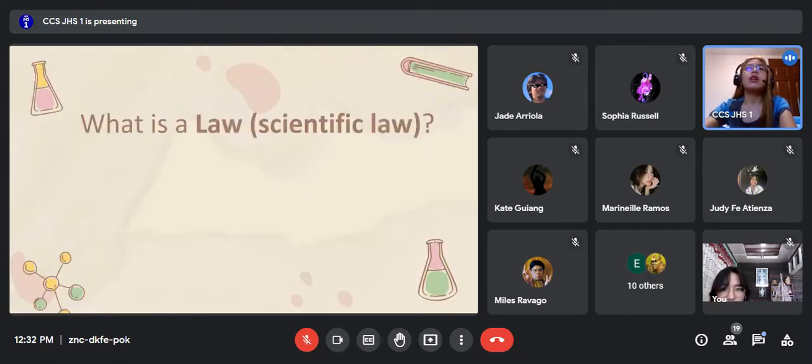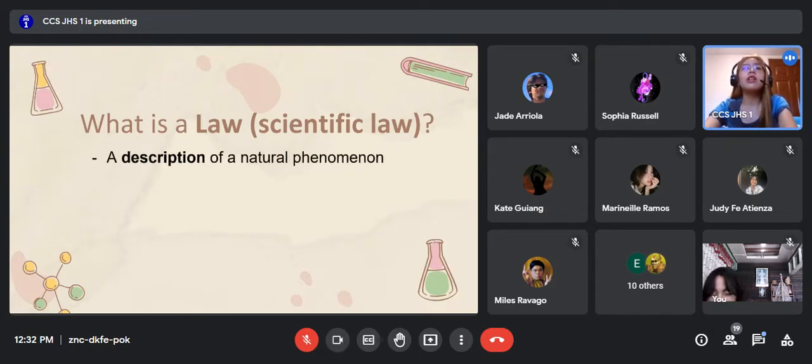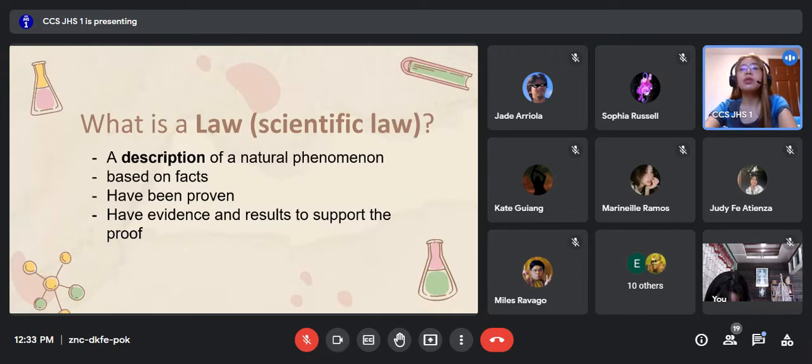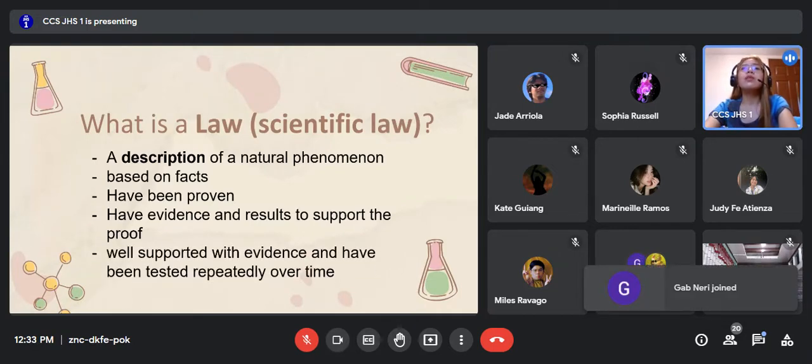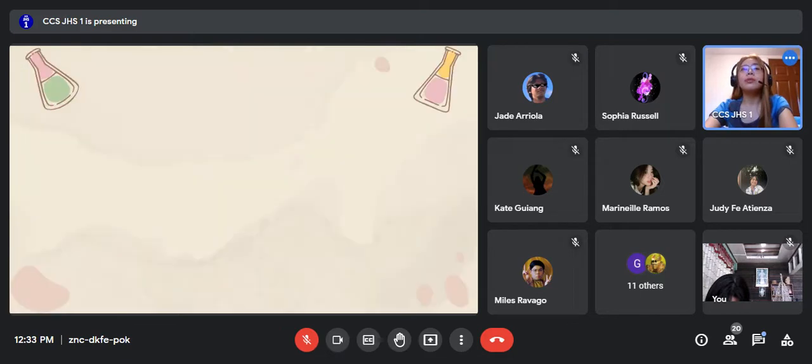To start with, let us understand what a law is. I'm referring to scientific laws. In science, specifically in physics, we have different laws. When we say law, it is a description of a natural phenomenon. This is how nature works. This is based on facts. It has been proven, has evidence and results, is well supported with evidence, and has been tested repeatedly over time. So that is the definition of a scientific law.